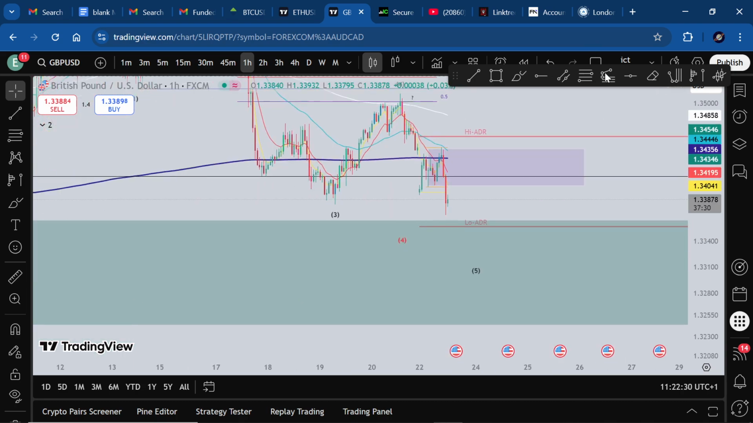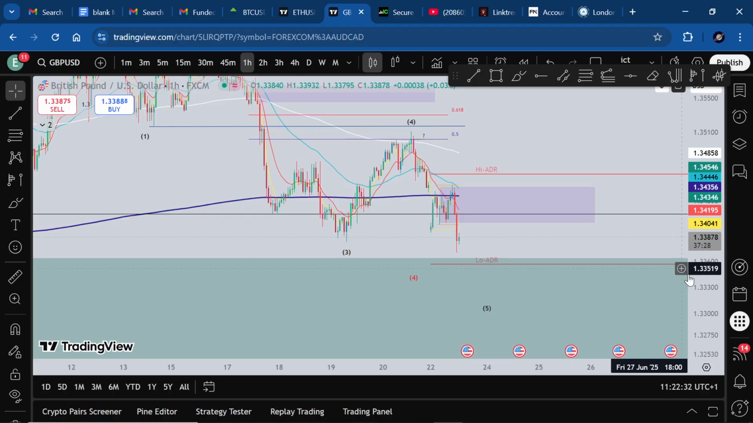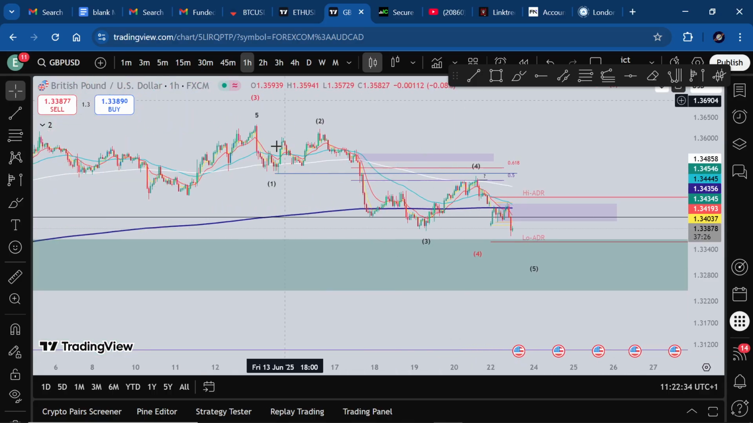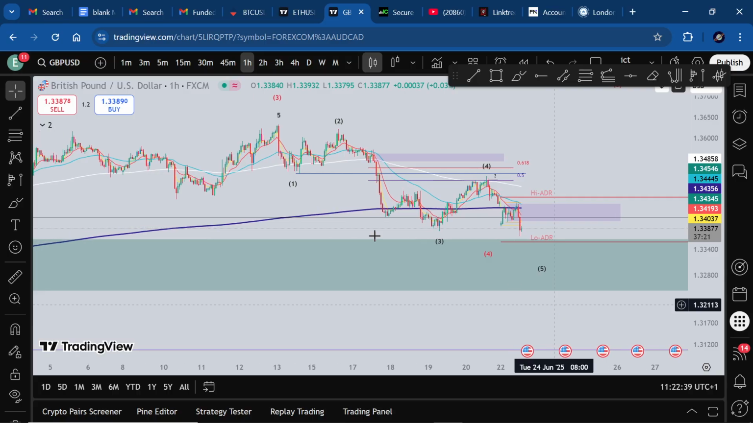Looking for sells on the pound. Now I've got 1, 2, 3, 4 so far. This is the count. 1, 2, 3, 4. Looking for a 5. This may change. This might be A, B, C, just like the euro.